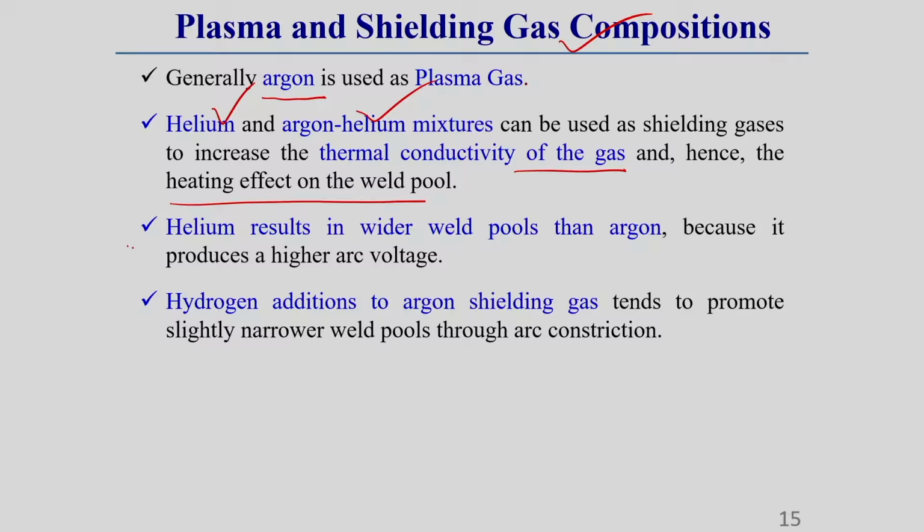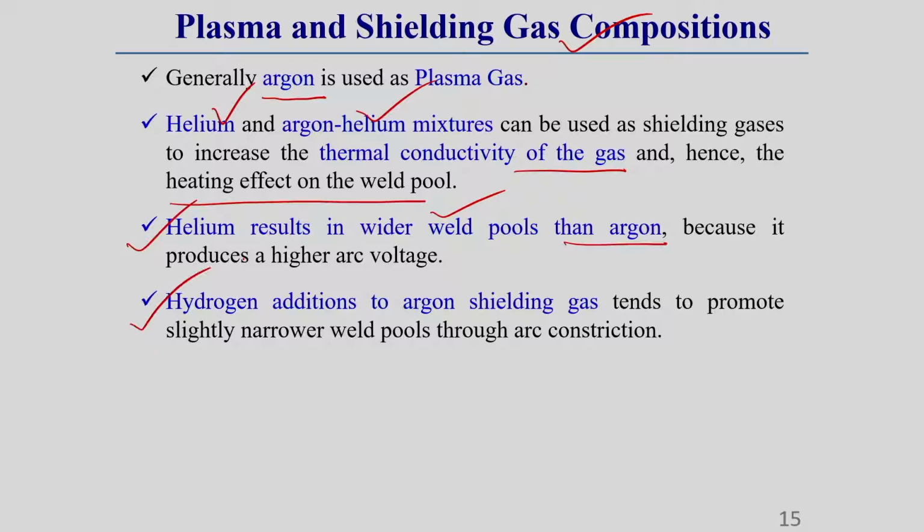Now, another thing you should keep in mind: helium generally results in a wider whirlpool. As helium has a high ionization potential, once we use helium the arc voltage increases, that means arc voltage is more. We know that when the voltage is more, the arc tries to spread out, that means a wider bead is formed. That is why here I have written that helium results in a wider whirlpool than argon, depending on its ionization potential.